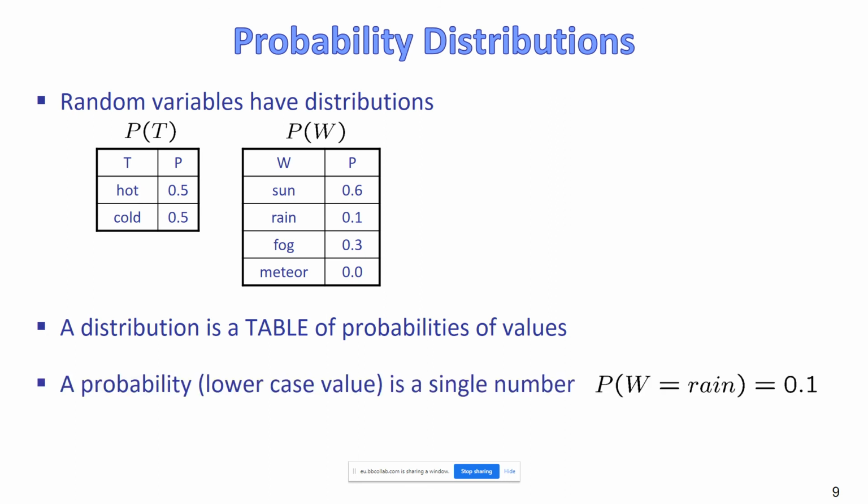Now, we said that the distribution is a table, but the probability is a single number. So if I want to indicate the probability that this variable has this value, we write it that way: probability of the variable name equals the value, and that's now the value of the probability. And notice that we use small letters for the values and capital letters for the random variables.